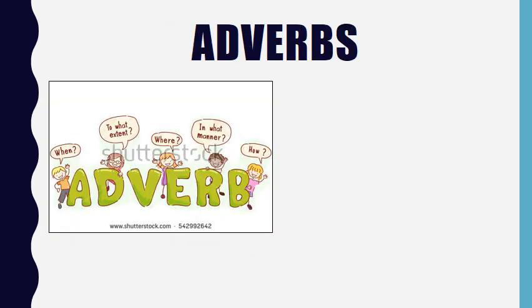The fifth part of speech is called an adverb. An adverb describes or modifies a verb, an adjective, or another adverb, but never a noun. It usually answers the questions of when, where, how, why, under what conditions, or to what degree. Adverbs can often end in ly. However, that isn't always the case.